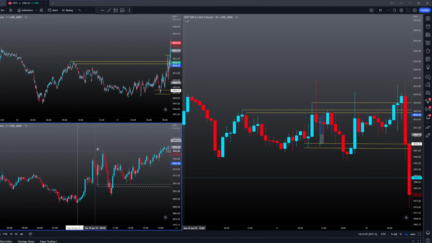Alright, that's a pretty large wick. That's a pretty large wick as well. So we'll go ahead and draw out that one. Right, obviously you would do this as the trading day is going on.